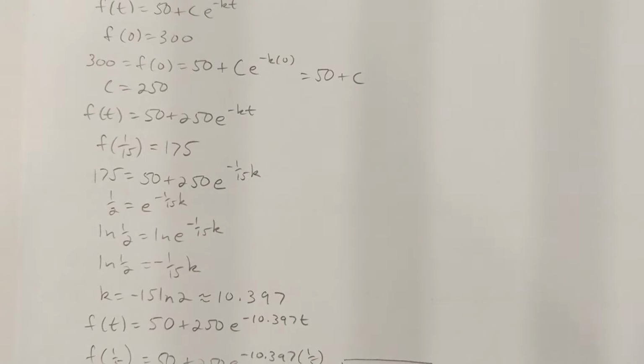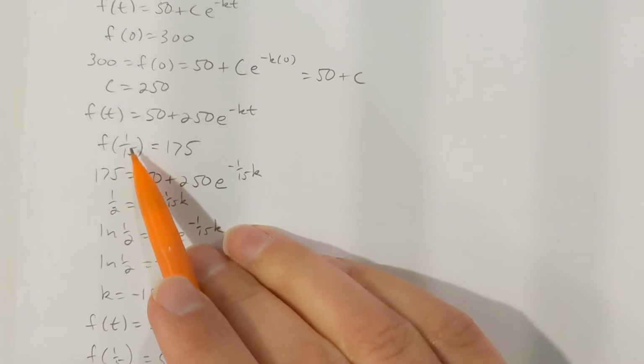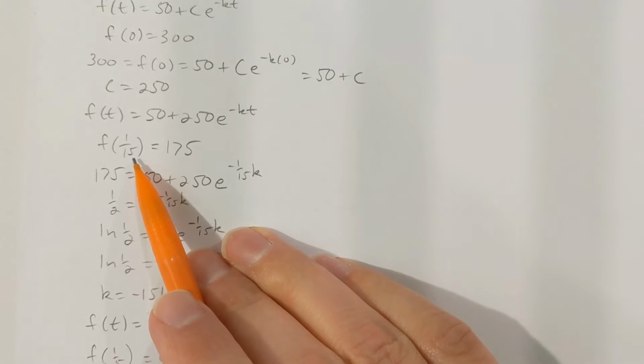Well, they had said that after 4 minutes have gone by, the metal had cooled down to 175 degrees Celsius. It also said that you're going to change minutes to hours. So there's 60 minutes in an hour. 4 minutes out of 60 minutes would be the same as 1 over 15, since 4 goes into 60 15 times.